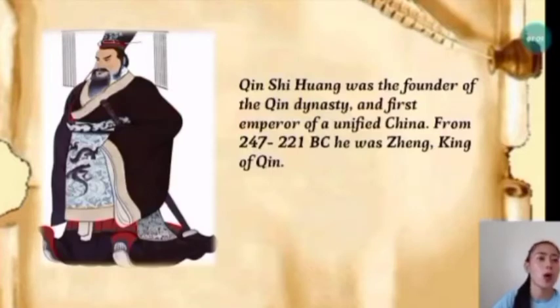Qin Shi Huang was the founder of the Qin dynasty and the first emperor of a unified China, from 247 to 221 BC. He was Ying Zheng, king of Qin.